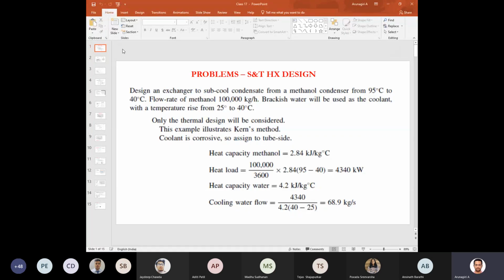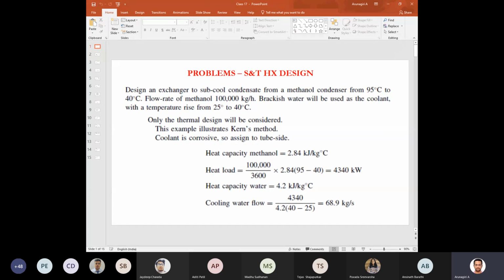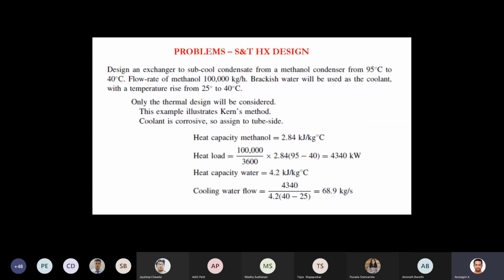Okay, so this is the design problem. Design an exchanger to subcool condensate from a methanol condenser from 95 degrees centigrade to 40 degrees centigrade. This is the design problem.